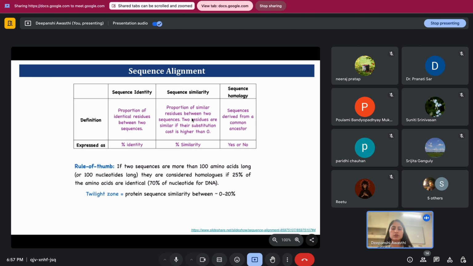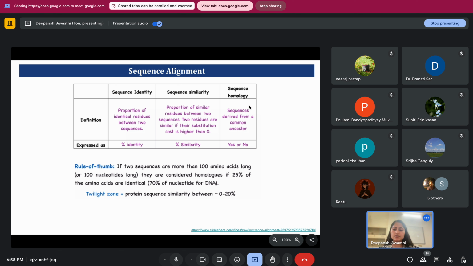So there is a range of scores which are present in the sequence similarity, and there are some matrices. I won't go into the detail of those matrices, but they exist, due to which you will be able to calculate the sequence similarity. So in identity it will be 0 to 100, but when you see sequence similarity, it will not be in the range 0 to 100, its range could be anything. So this is one thing.